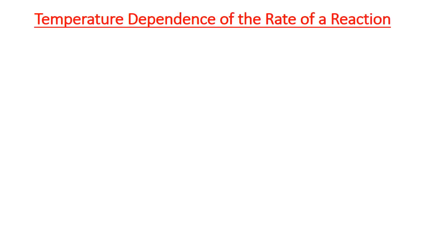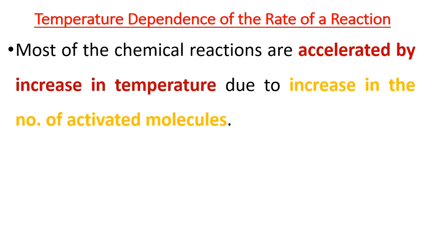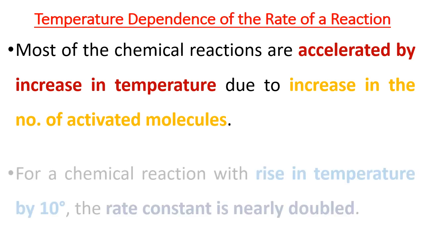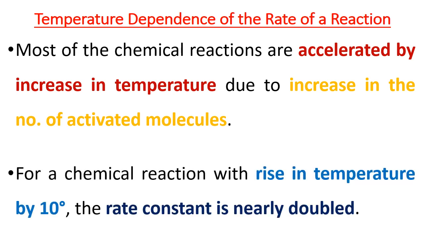Let us discuss about temperature dependence of the rate of a reaction. Most of the chemical reactions are accelerated by increase in temperature because increase in temperature increases the number of activated molecules which undergo chemical reaction. For a chemical reaction with rise in temperature by 10 degrees, the rate constant is nearly doubled.